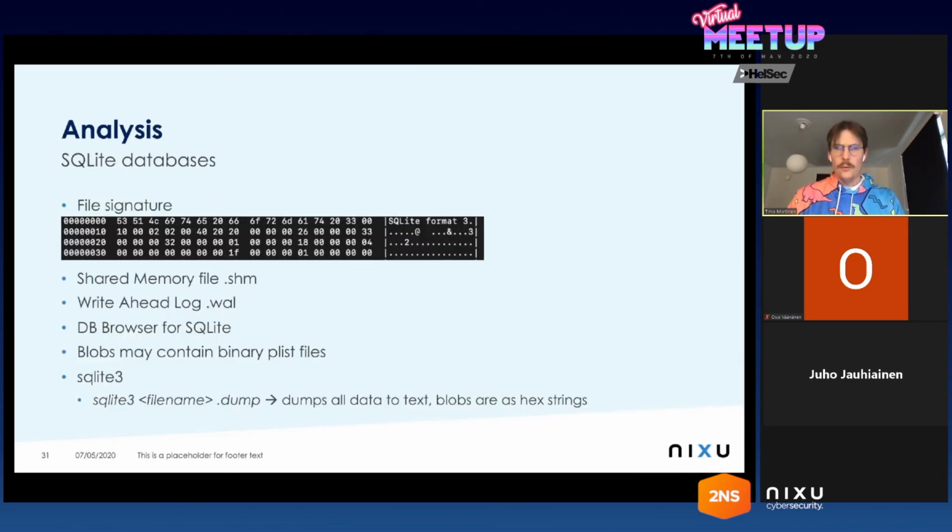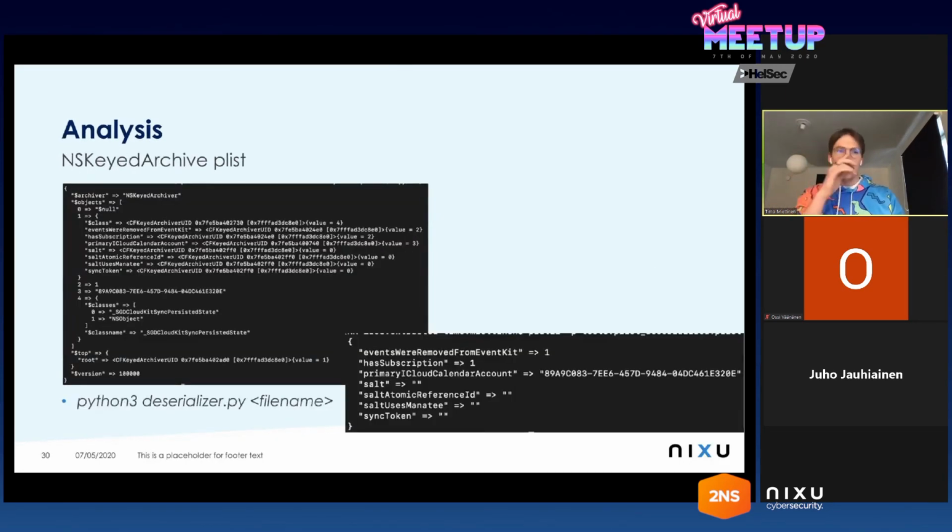But there is this deserializer script that you can use to convert these NSKeyedArchiver plists to normal ones, and now it's again much easier to read.